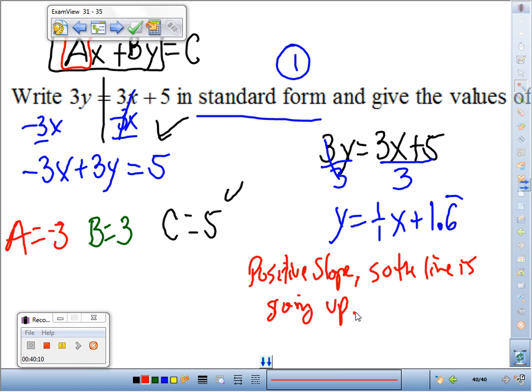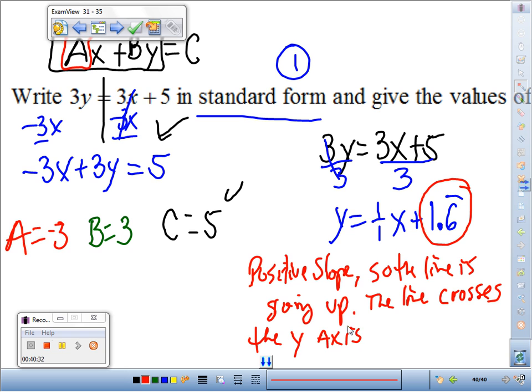What is the second piece of information that they give in that equation? The y-intercept. So what would we say? The line crosses the y-axis at 1.6. And that's it.